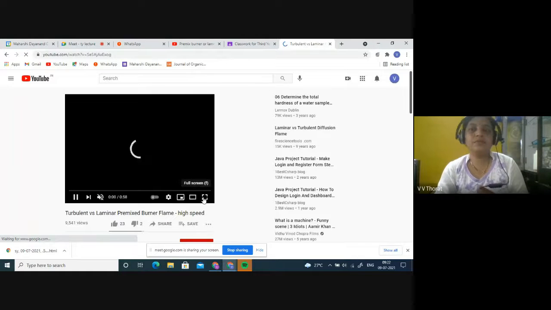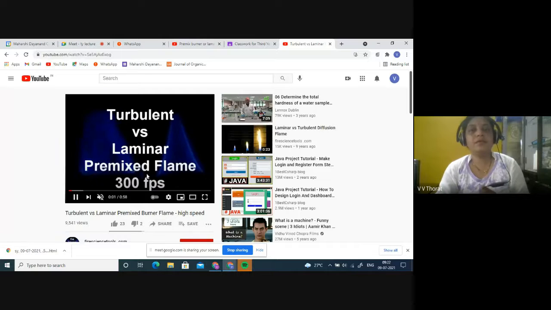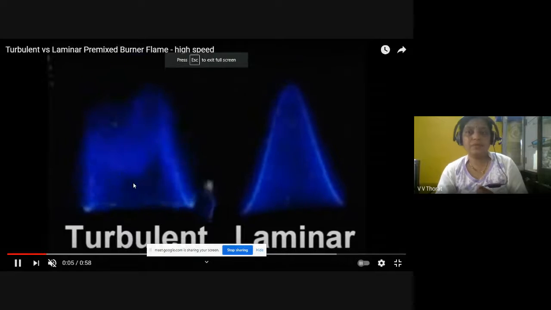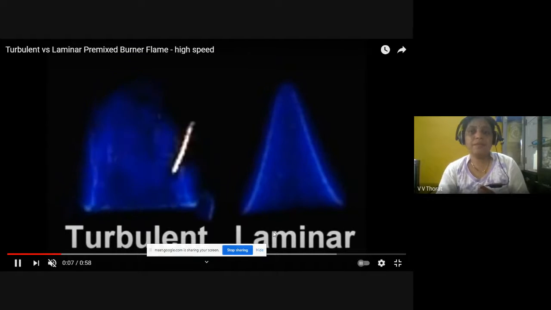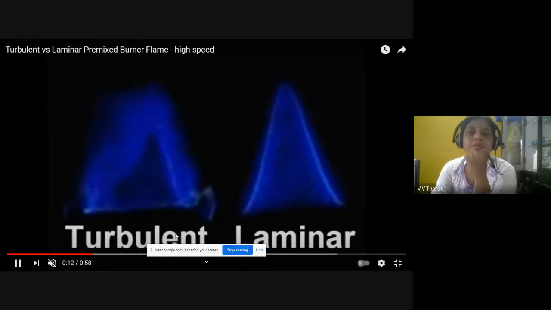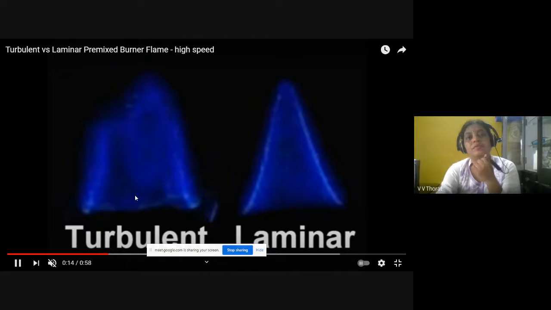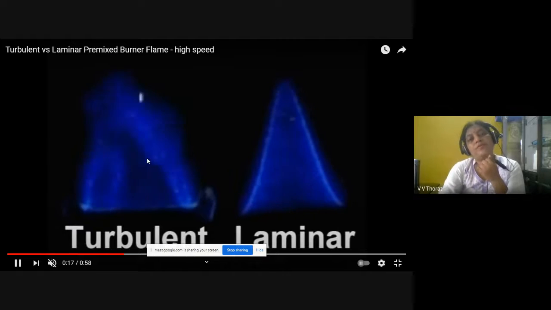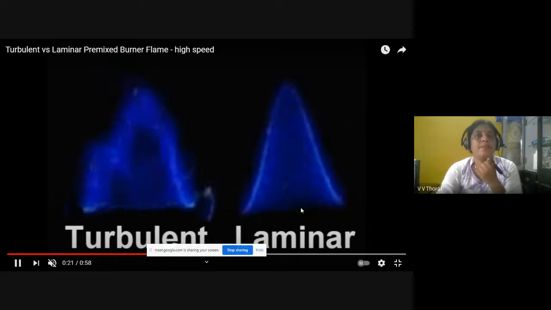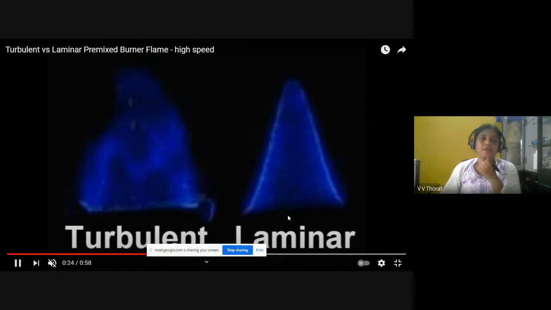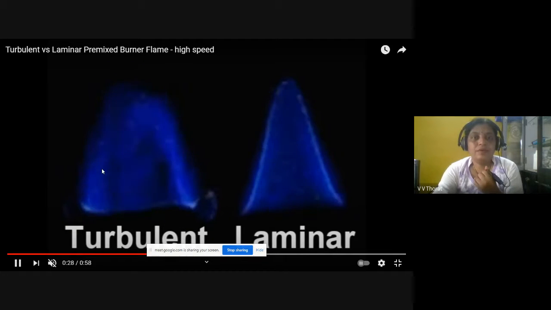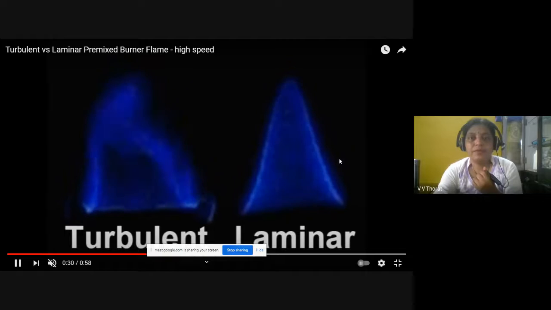Turbulent means it is not very clear. You're right. See if you can understand. This is a turbulent and this is a laminar, clear flame. So in premix, the flame is turbulent, it's not very clear. Here the flame is clear. Are you all able to see my screen? Yes. So this is turbulent flame and this is a laminar flame.